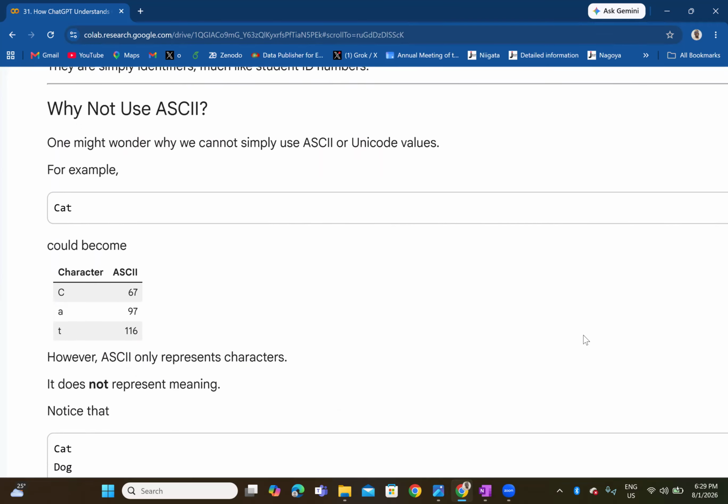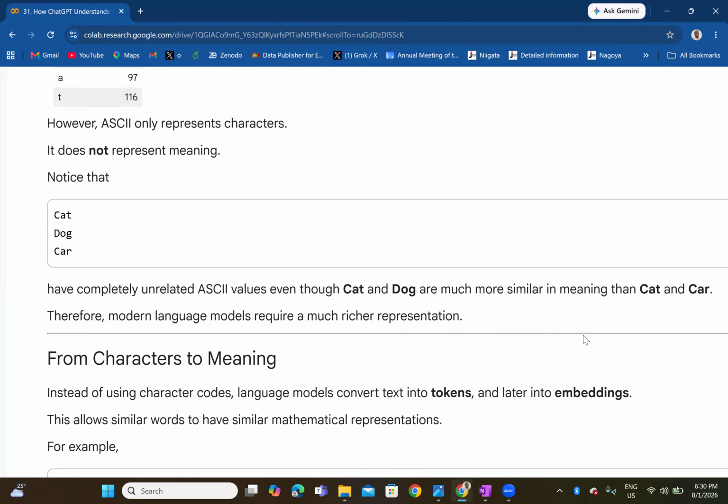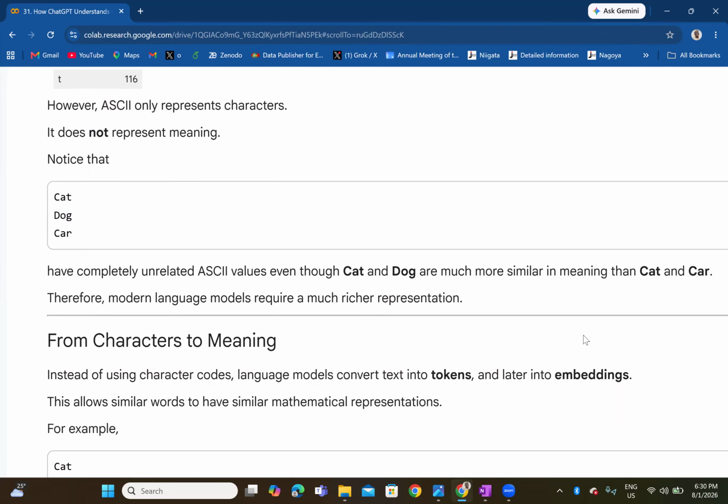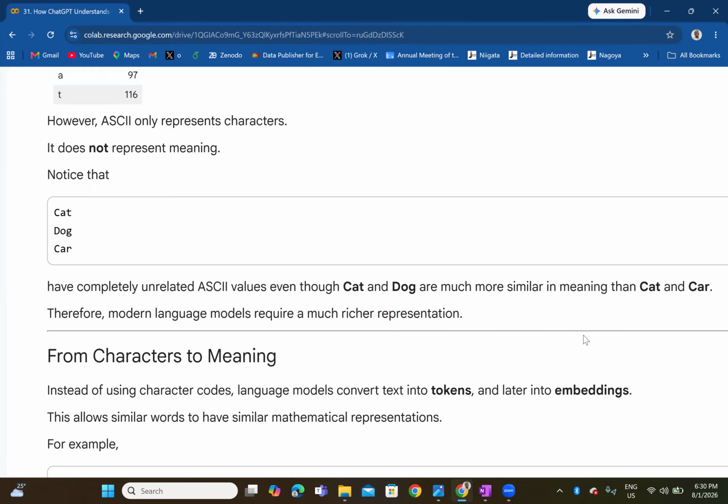Now, why not use ASCII? One might wonder why we cannot simply use ASCII or Unicode values. For example, for cat, we can just have C 67, A 97, T 116. However, ASCII only represents characters. It does not represent meaning. Notice that cat, dog, and car have completely unrelated ASCII values, even though cat and dog are much more similar in meaning than cat and car. Therefore, modern language models require a much richer representation.